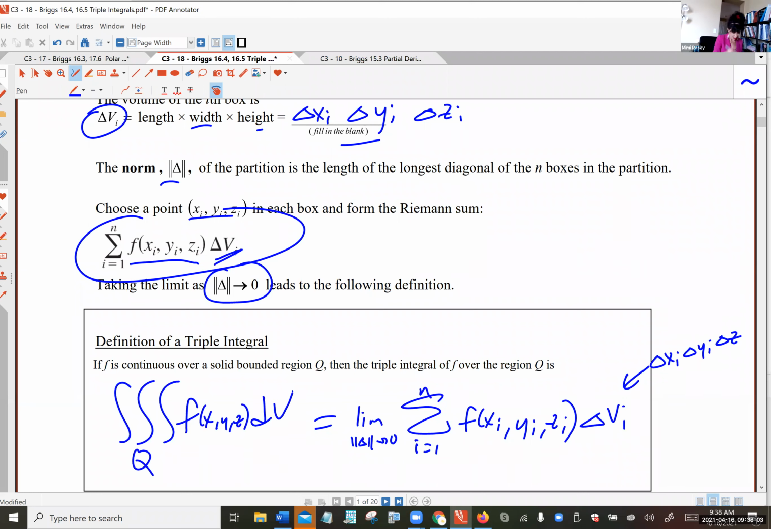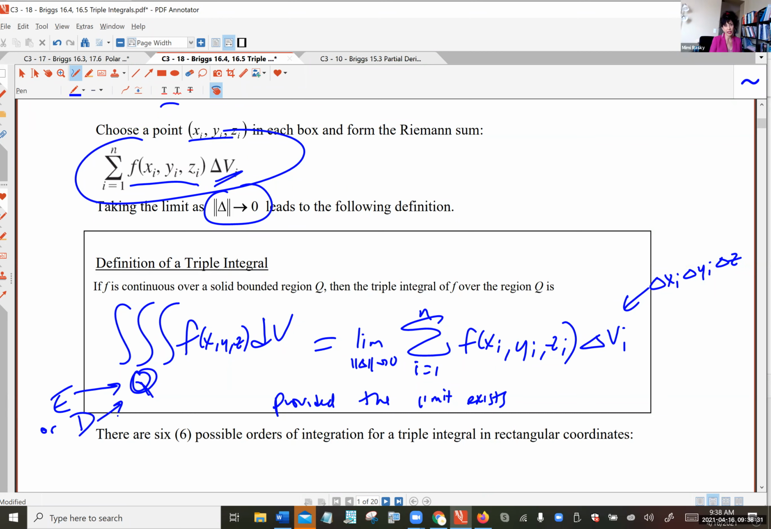Now, I want to say something about this. In the Briggs textbook, they may denote Q, that's the solid region that you're integrating over, as a different letter. They may use E, or they might use D. So I don't want you to think that if you use a Q, it's going to be different if somebody tells you to integrate over E or D or some other thing. No, it's just a dummy variable that they're using to call the solid that you're integrating over. That's all. So don't get freaked out.